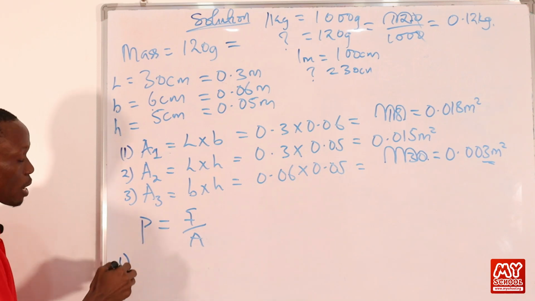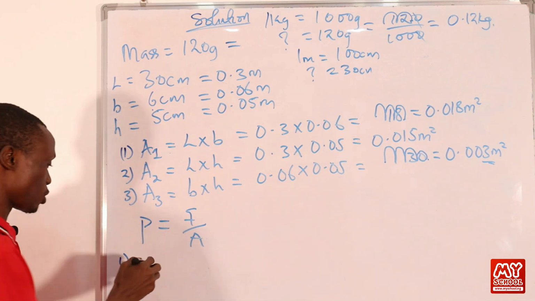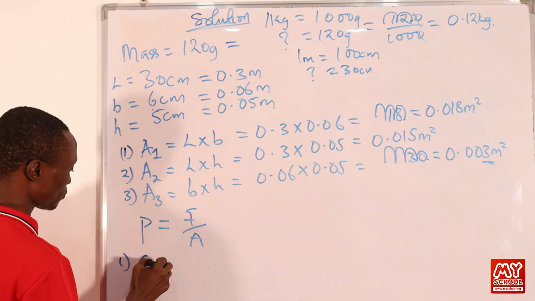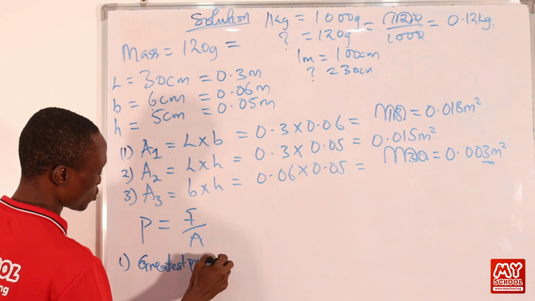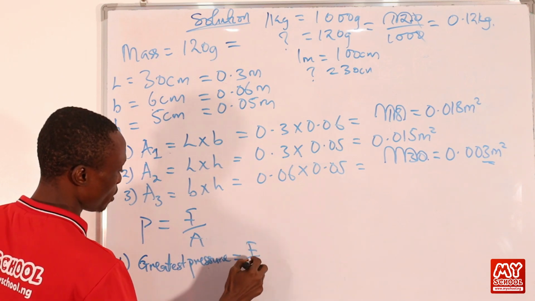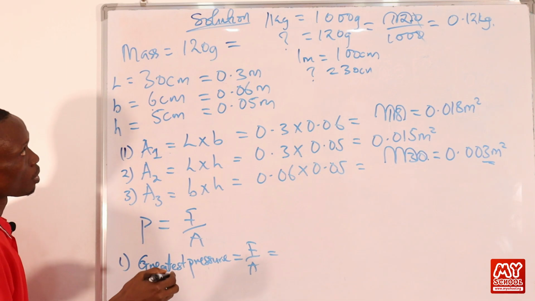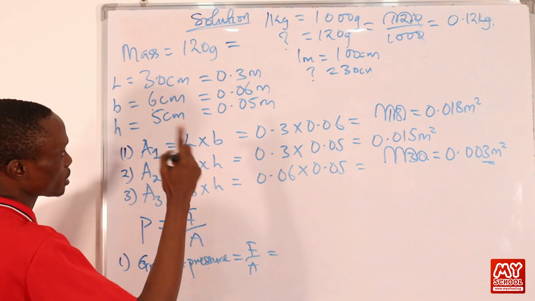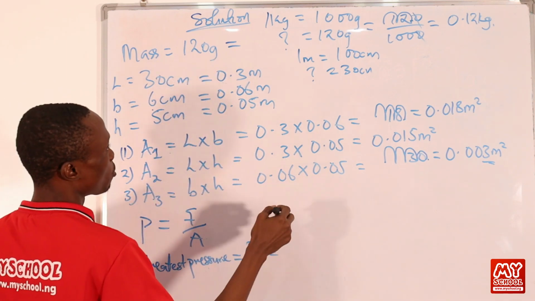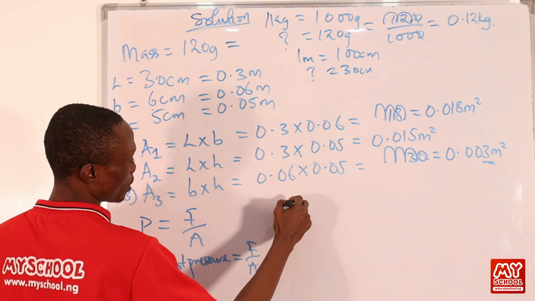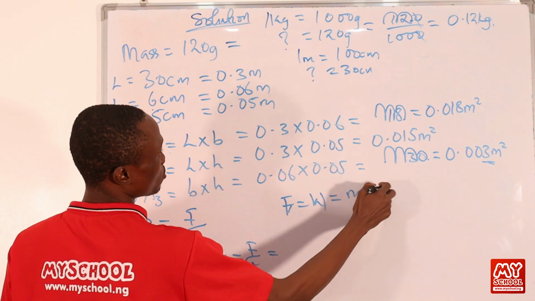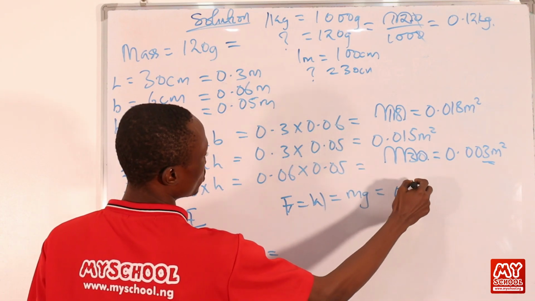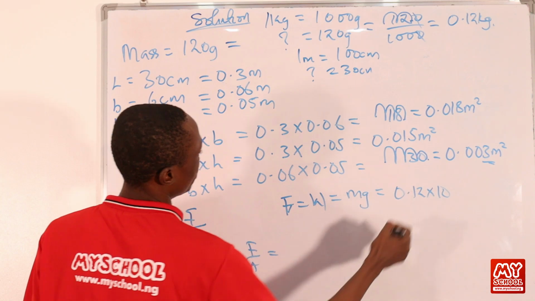So in the first question, we are asked to calculate the greatest pressure. So greatest pressure will be equal to force over area. We already know our force. Let's calculate for our force because we've not gotten that. Remember that force F is also equal to W, which is equal to mg. So in this case, we'll be having 0.12 times 10, right?